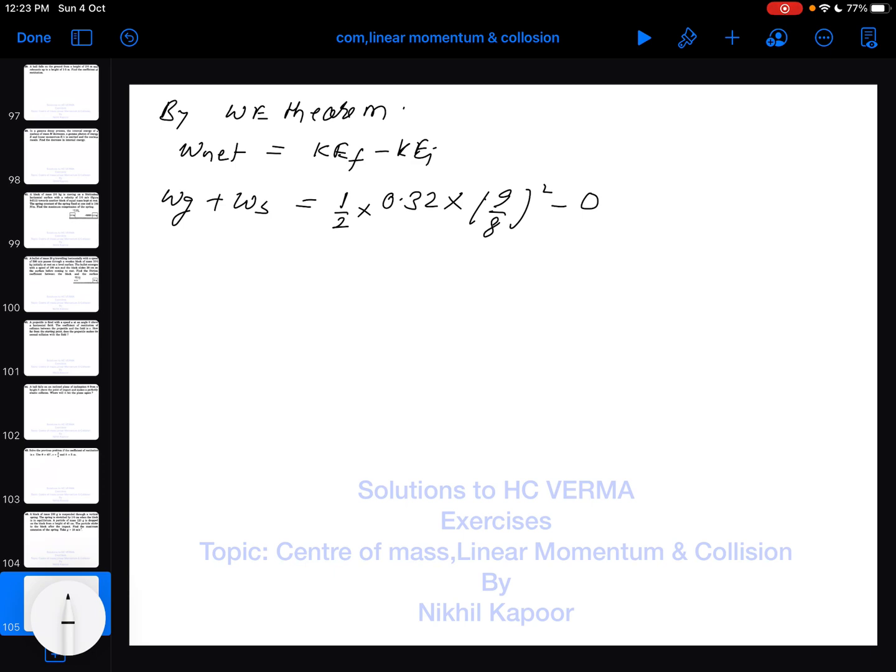Work done by gravity: as the force is acting in the downward direction and displacement is in the downward direction, the work by gravity will be positive, and that would be mg times the height fallen, that is delta. And work done by the spring is negative half k times the final extension squared minus initial extension squared, equal to final kinetic energy minus initial kinetic energy.